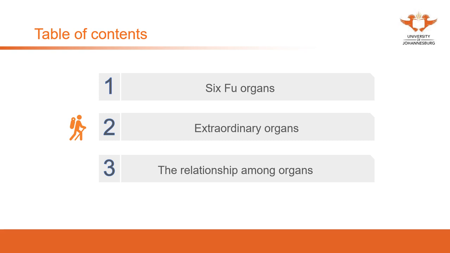Also, the Zang and Fu organs have the paired or coupled relationship we mentioned. That's the heart and the small intestine, the spleen and stomach, the liver and the gallbladder, the kidney and the bladder, and the lung and the large intestine, which are coupled organs or paired organs. But for the extraordinary organs, except the gallbladder, the other extraordinary organs have no paired organs.